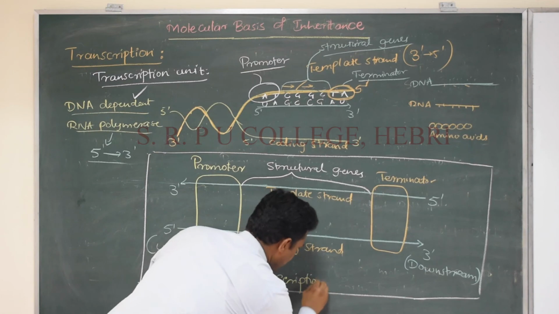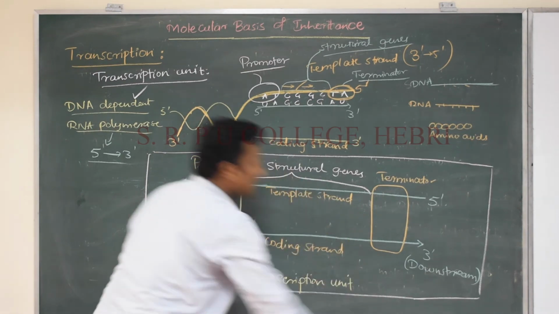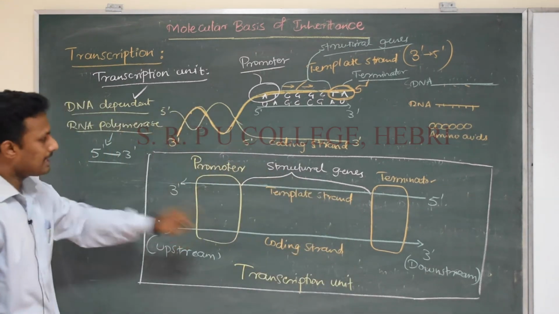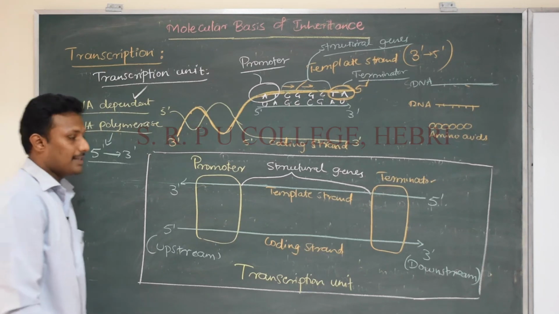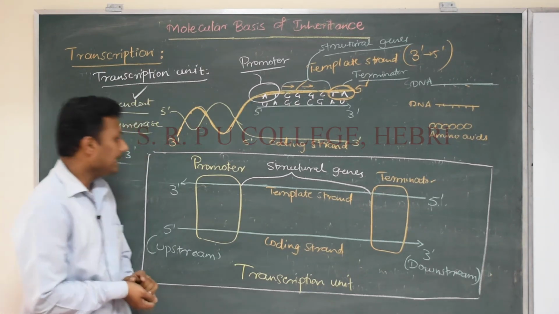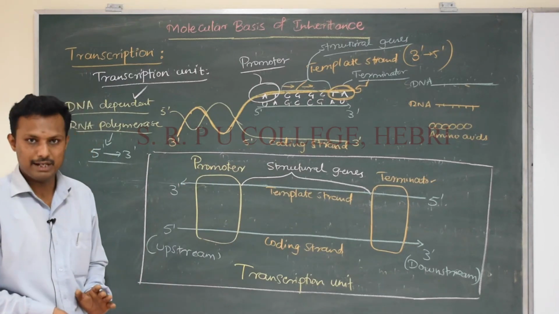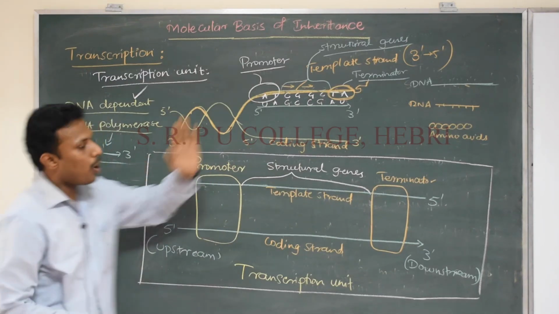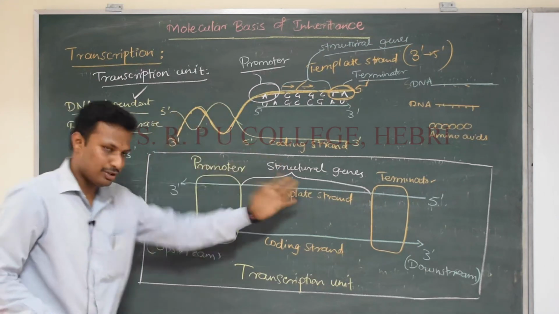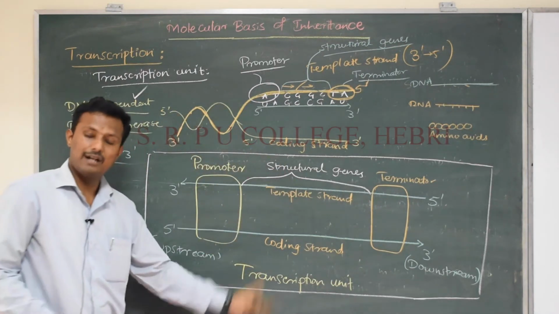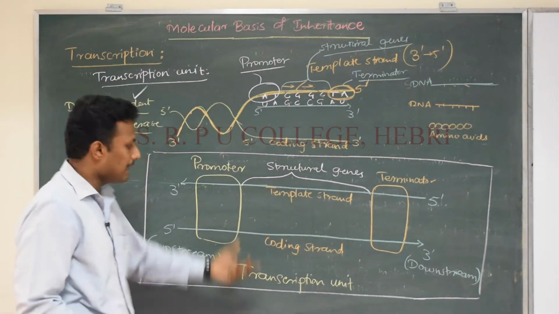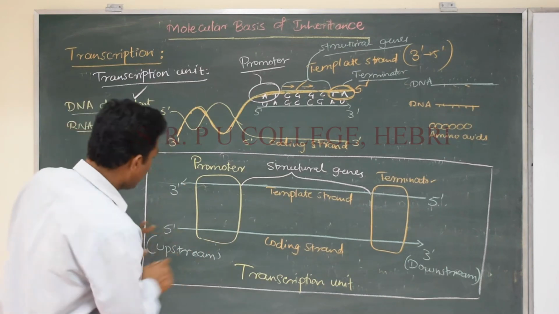The transcription unit can be an important 2-mark question. If only the diagram is asked, it may be for 2 marks, and if it is asked for 5 marks, you may need to write the diagram along with the explanation. In the explanation, what will you write? What is the promoter, what is the terminator, what is the structural gene, what is the coding strand, what is the template strand. You need to explain each and everything here, including the polarity.